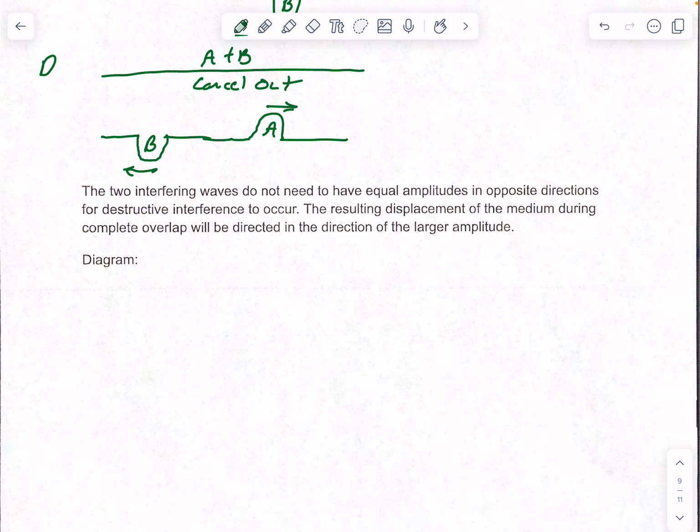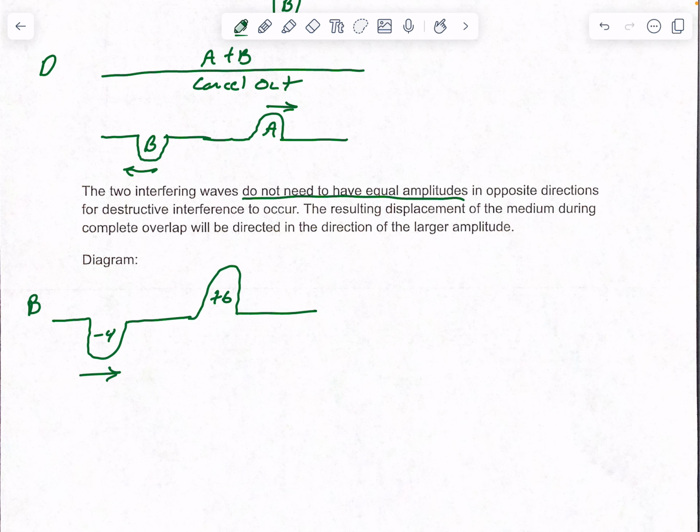Now, they don't always have to have equal amplitudes. So let's take a look at an example. What if I had a trough with a negative 4 meet up with a crest of a positive 6? So let's say this negative 4 is going towards the right, and the positive 6 is going towards the left. So what's going to happen when they meet up? You add those together. Just be careful with your math. It's actually easier than you think to mess this up. So negative 4 plus 6 is going to give you a positive 2.